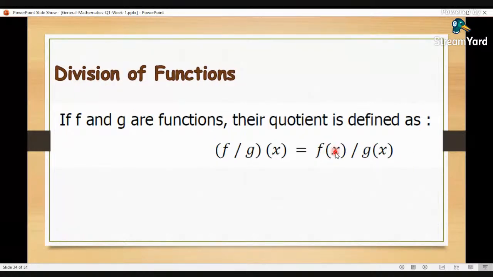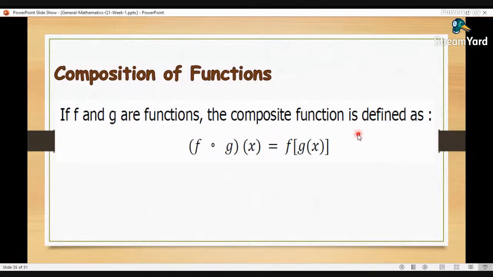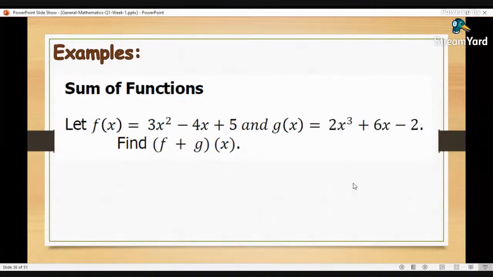With division also, that's f of x divided by g of x. And the composition of function. Okay, composite function. We have to put the value of g of x inside the value of f of x. So it's just like evaluation of functions. However, instead of x of your f of x, you put the value of g of x. So, amo lang muna ang composition of functions.